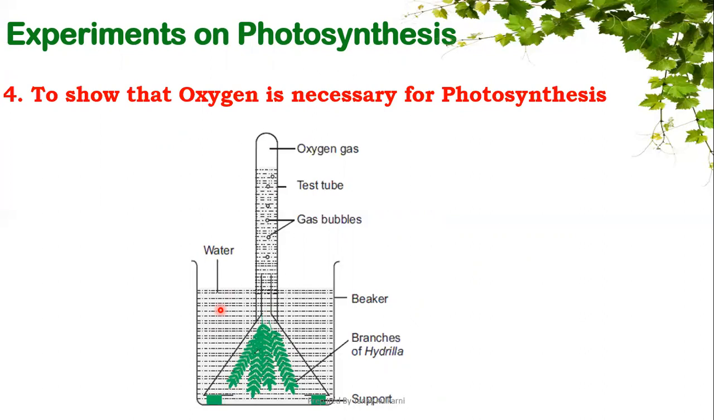We have to place this plant in a beaker. Later on, we have to cover it with a short stem funnel, as you can see in this picture. Invert the test tube, which is full of water, over the stem of the funnel. We have to ensure that the level of the water inside the beaker is above the stem of the inverted funnel. Place this apparatus in the sunlight for a few hours.